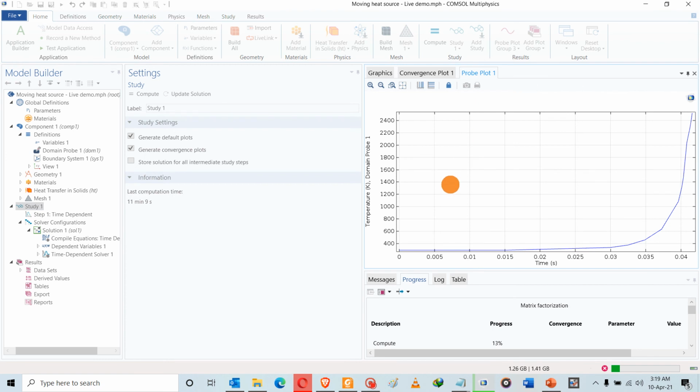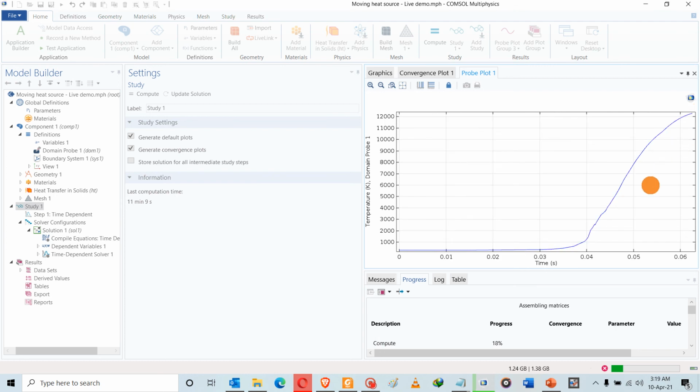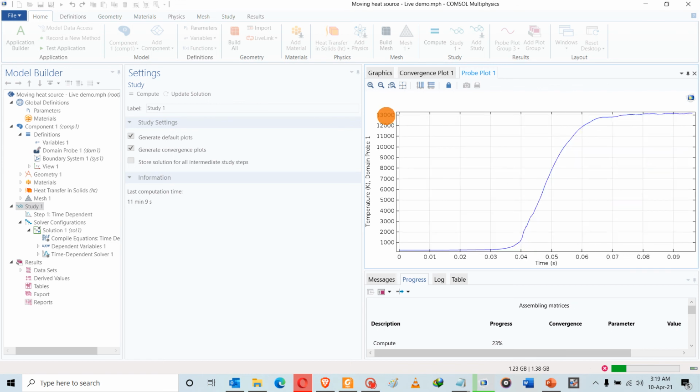As the computation happens, you see that the probe is giving us the surface temperature. You see that right there? It's quite interesting. The max is going up to 12,000, stopping there at 13,000.